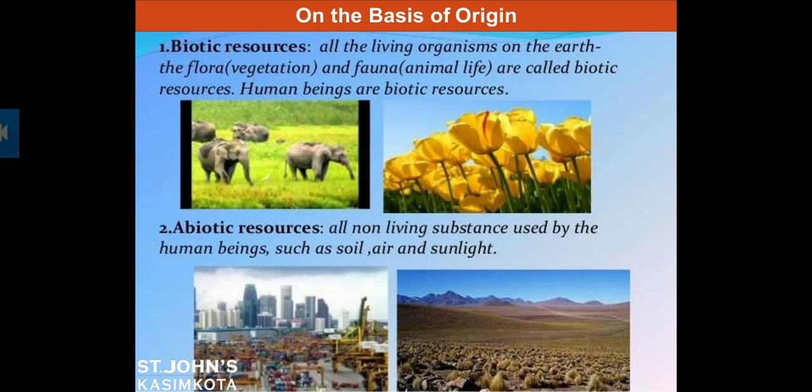Next comes abiotic resources. All those things which are composed of non-living things are called abiotic resources. For example, rocks and metals. All non-living substances used by human beings such as soil, air and sunlight are classified as abiotic resources. You can see the pictures also. Clear?